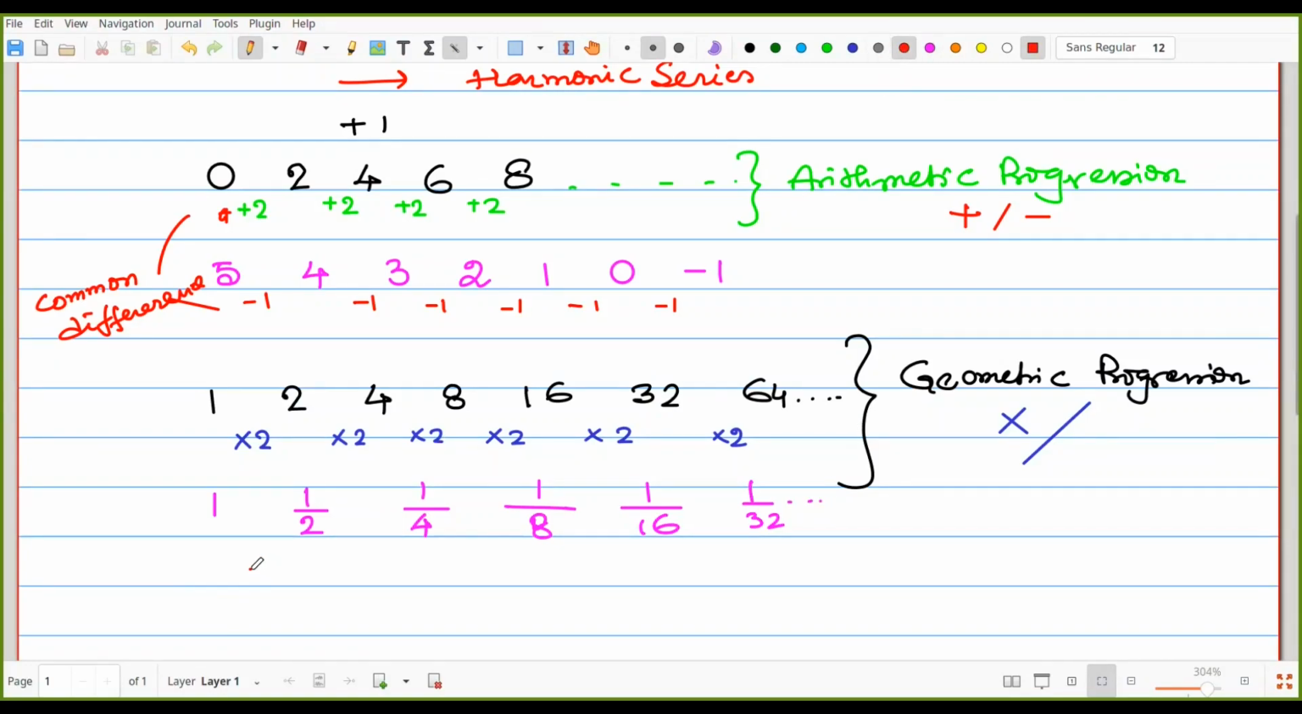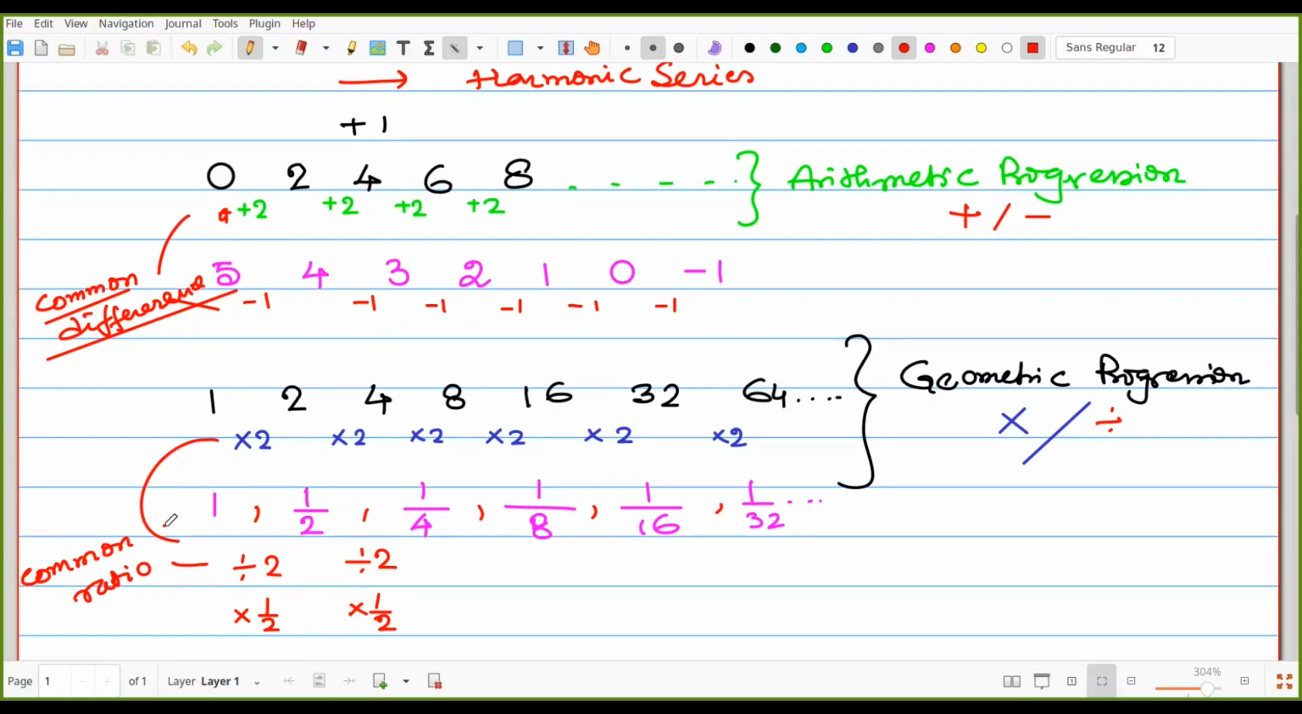Here, dividing by 2 or multiplication by half, both give half. Then again dividing by 2 or multiplication by half gives us 1 by 4. In that way, when multiplication and division are connected with the terms, it is called the geometric progression or geometric series. As in the arithmetic progression, plus 2 and plus-minus things are known as the common difference, in this case those are known as the common ratio.